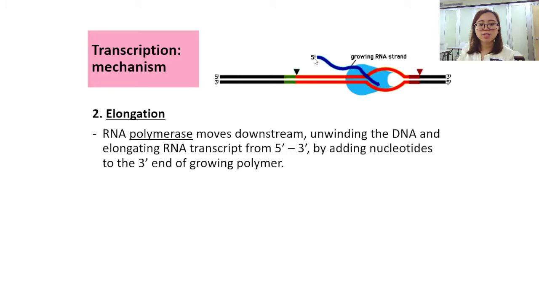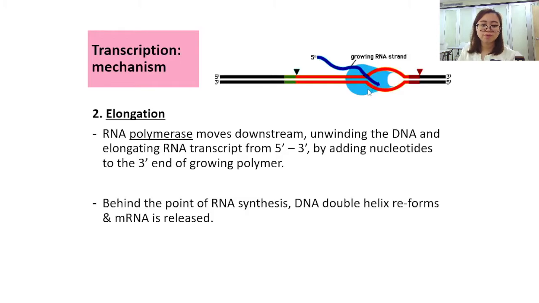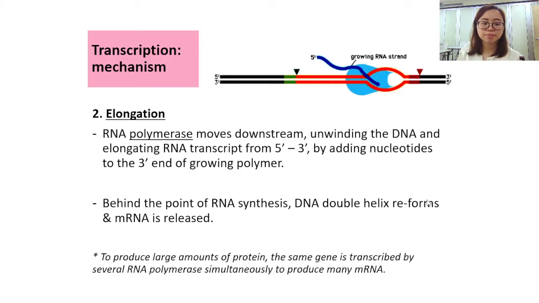Okay, dia akan memanjang dari 5' ke 3', 5' to 3' direction. Behind the point of RNA synthesis, the DNA double helix will reform and mRNA is released. Where the RNA synthesis has passed, okay, RNA polymerase sudah lalu, tiada benda akan pegang DNA dan dia akan terus gabung semula. Gabung semula adalah bahagian ini. DNA double helix reforms. And then the mRNA will be released. Dia akan berjuntai di belakang.